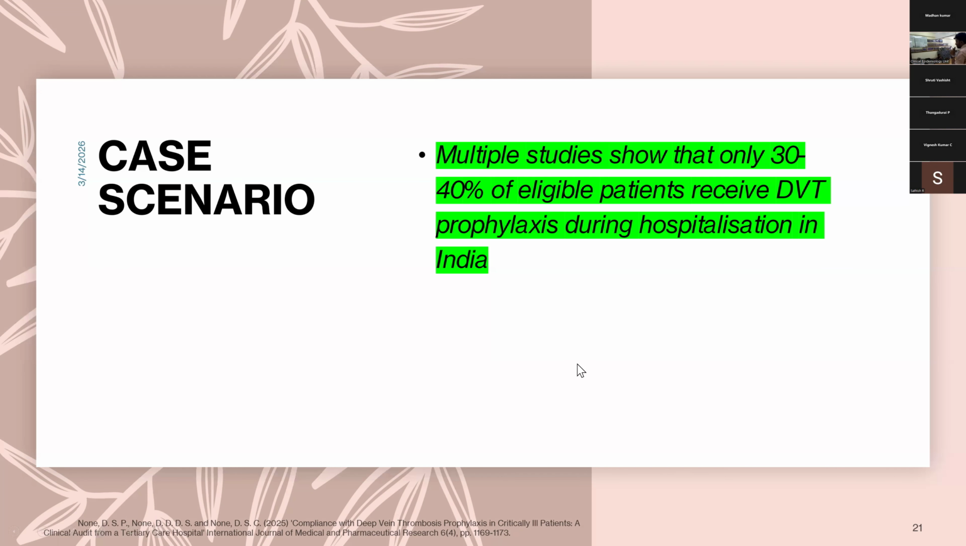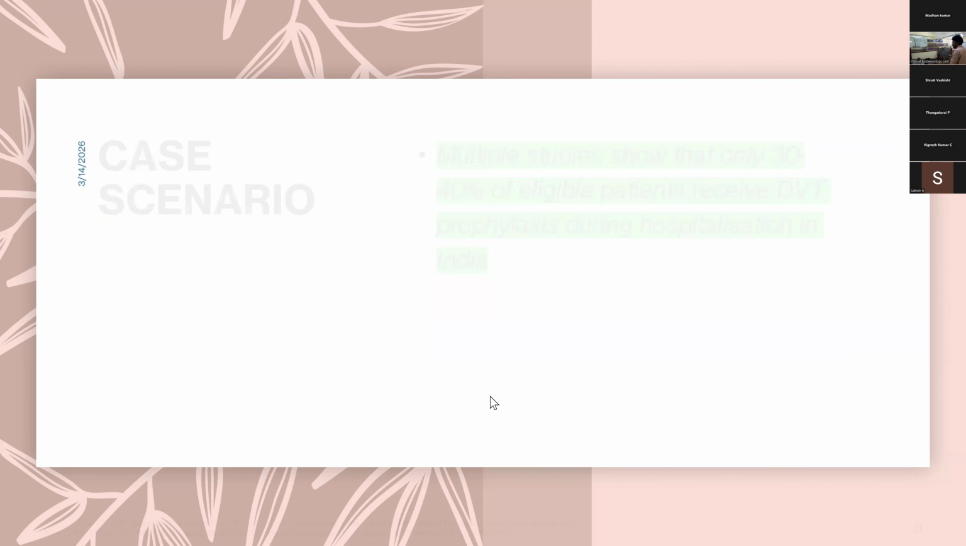So one practical scenario that I would like to put forward before assessing this framework is that though we know that in patients who are immobilized require DVT prophylaxis, multiple studies have shown that only about 30 to 40% of eligible patients receive DVT prophylaxis in India. So why are we not able to implement it in all our patients who are eligible for DVT prophylaxis?